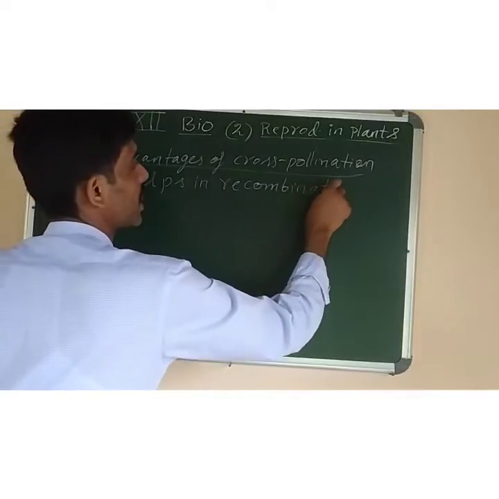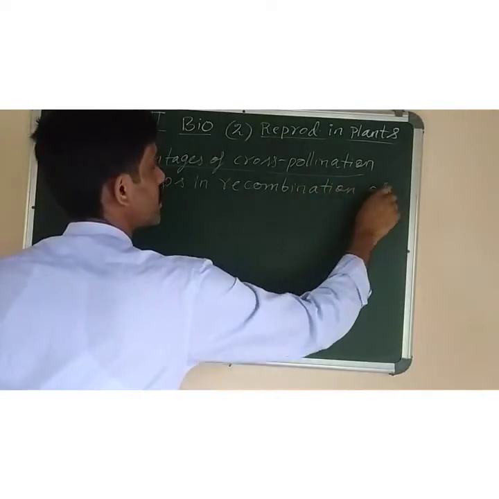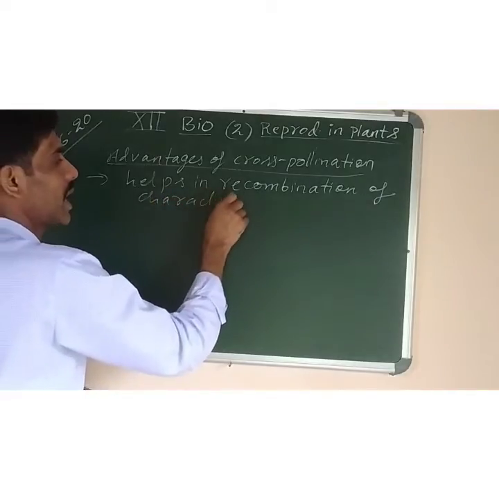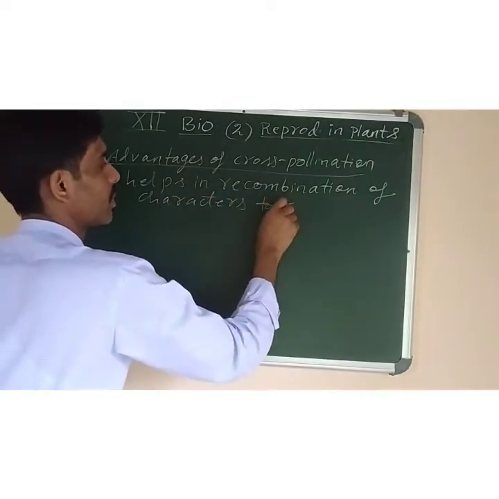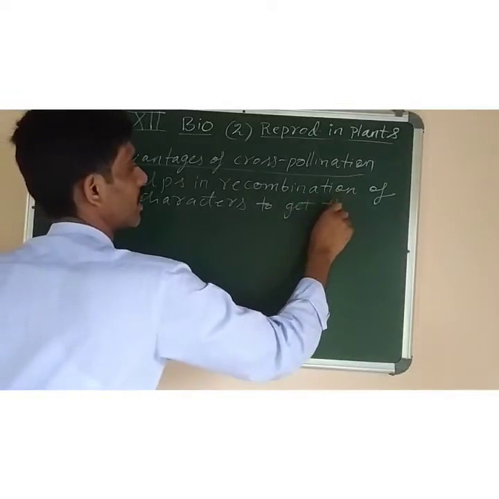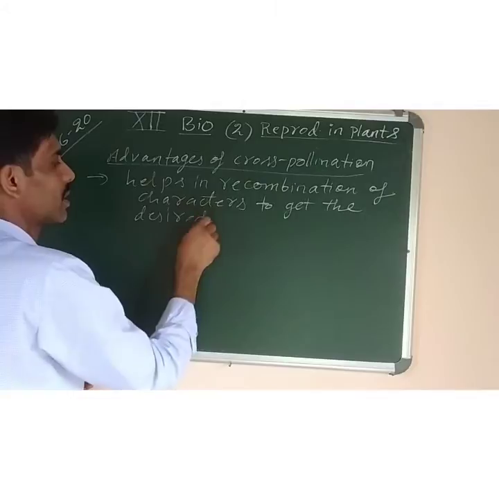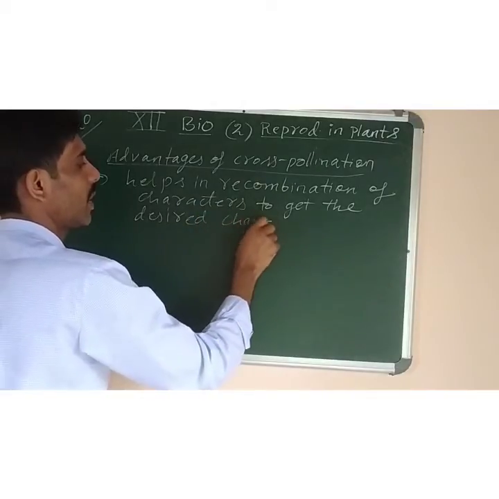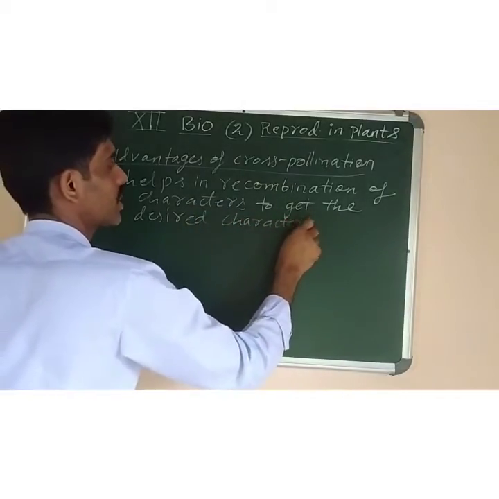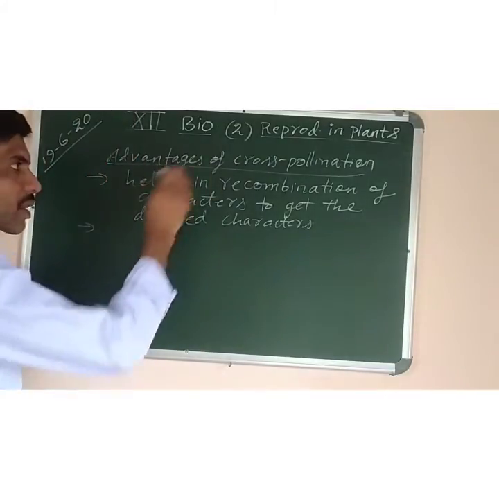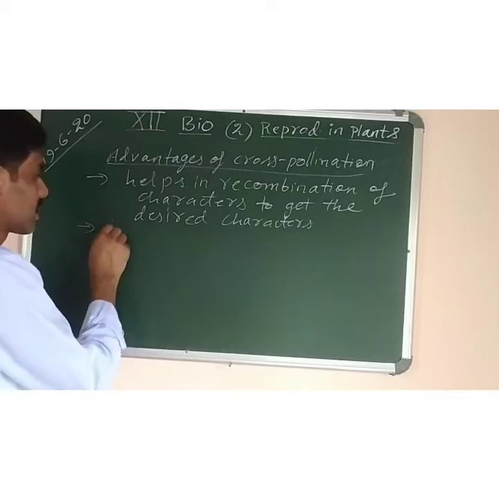Helps in recombination of genes or characters, I will write here, to get the desired variety. To get the desired, means whatever characters we desire to get, we can bring about by the process of cross-pollination. Okay, the plants which are produced by cross-pollination, they are healthy plants.